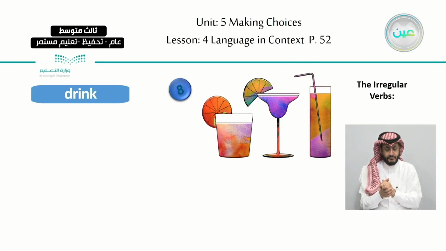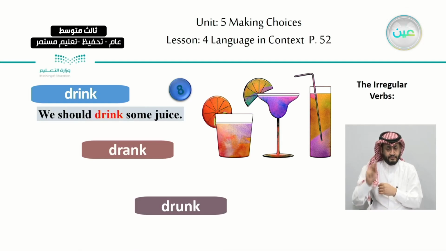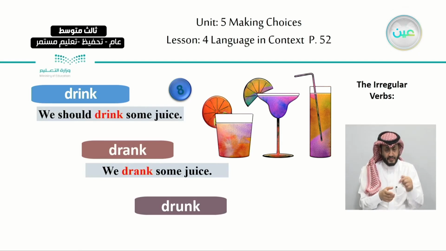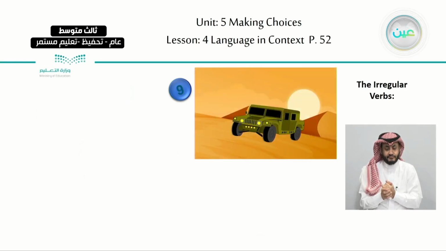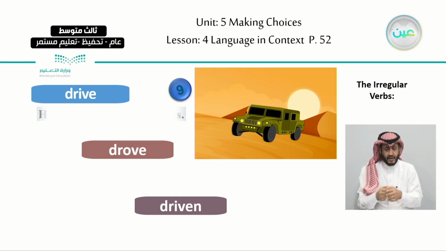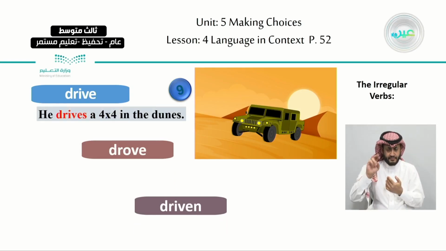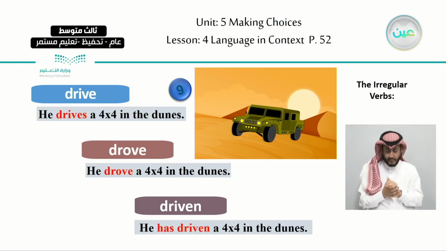Now, the eighth one, we have drink, drank, and drunk, okay? We should drink some juice. This is the present, the past. We drank some juice. We have drunk some juice. The last one, 9. Here we have drive, drove, driven, okay? He drives a 4x4 in the dunes. He drove in the past, and he has driven. This is the verb 3, the third form of the verb.